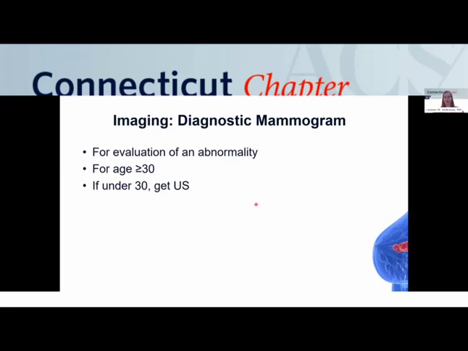That could be for breast pain, for an abnormal finding found on prior imaging, follow-up after a biopsy, a palpable mass. We recommend a diagnostic mammogram as the initial mode of diagnostic evaluation for patients who are age 30 or over, again, because under age 30, those patients in general have such dense tissue that the mammogram is not as worthwhile. So if you have a patient who is under 30 presenting with a breast mass, that initial workup would be with an ultrasound. Over 30, diagnostic mammogram.